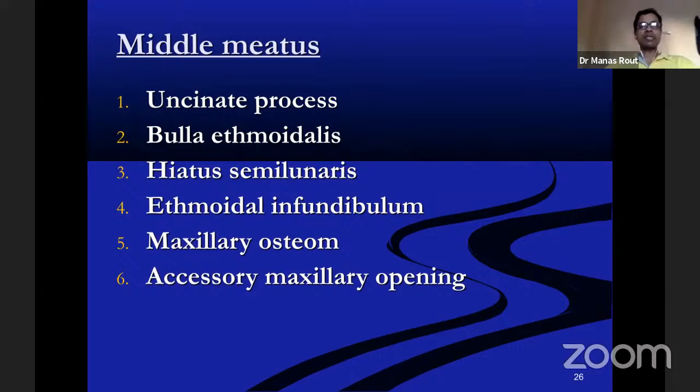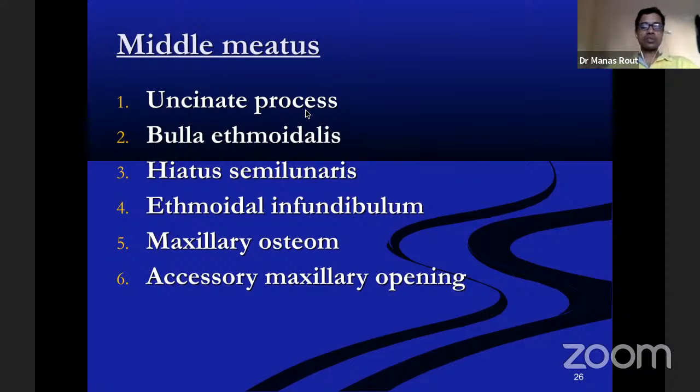Now coming to the middle meatus, which is the most important area for us. The first and foremost important structure is the uncinate process. The uncinate process is called the trap door of the middle meatus, because unless you remove this, you cannot go inside the middle meatus. So the first step in functional endoscopic sinus surgery is to excise this uncinate process, which is called uncinectomy. The uncinate process is the first structure you will see in the middle meatus.